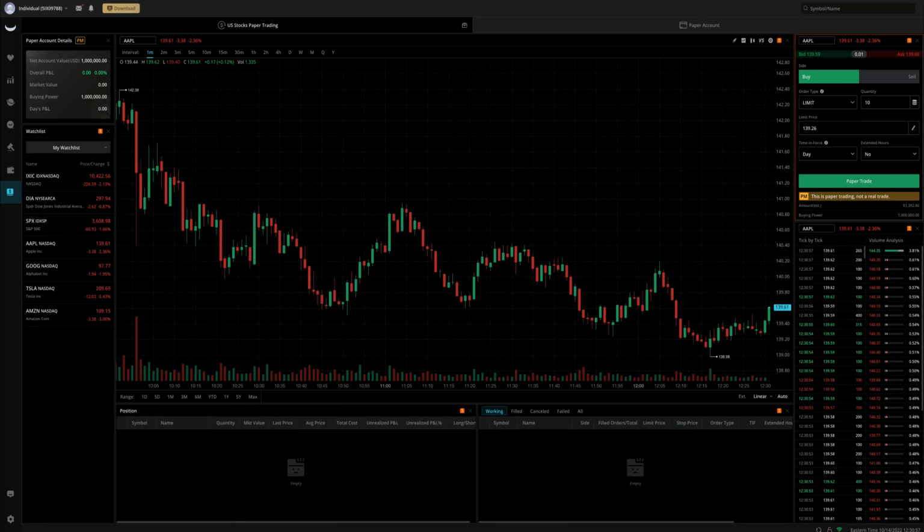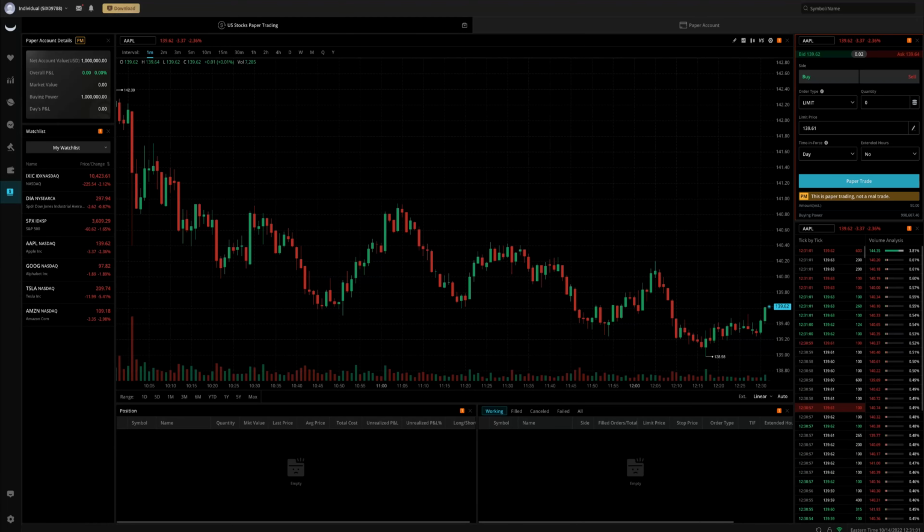For this order, I will select limit and place it. As you can see in the order box below the chart, the order is not filled yet, but it is waiting to be filled. That will happen only if the price gets to $139.26.